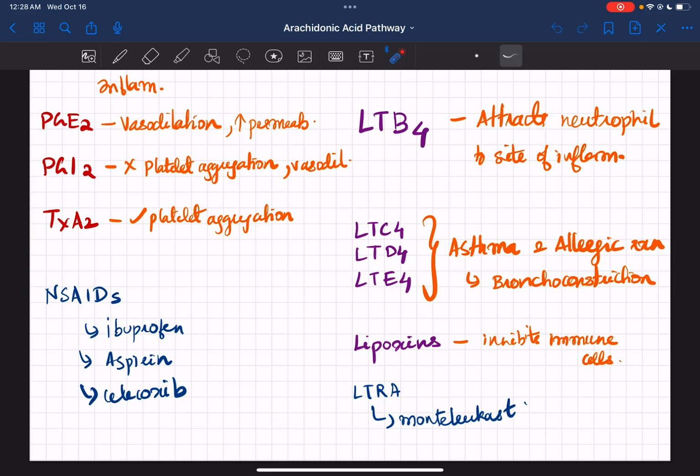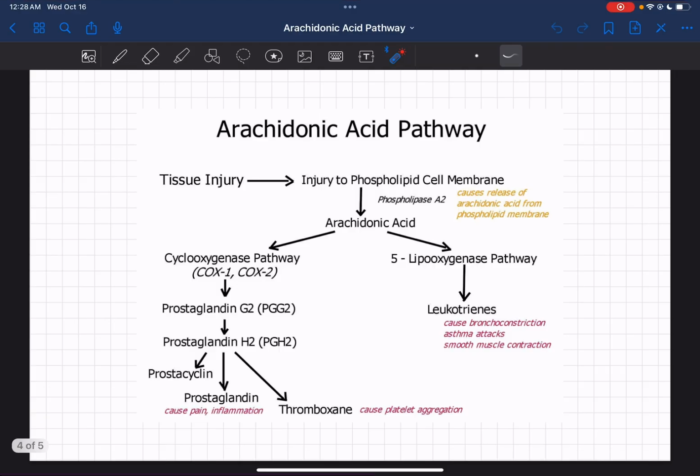Now I'll show you another flow chart that will give you a bigger, easier picture about all these things. So take a look at this. Arachidonic acid pathway: there's tissue injury to the phospholipid cell membrane, phospholipase A2 causes the release of arachidonic acid. It either goes through the cyclooxygenase pathway or the lipoxygenase pathway. COX1, COX2 produce the prostaglandins, which cause pain and inflammation; thromboxane causes platelet aggregation; and then you have your leukotrienes that cause bronchoconstriction and support asthma and smooth muscle contraction. Okay, so this is what happens in tissue injury.